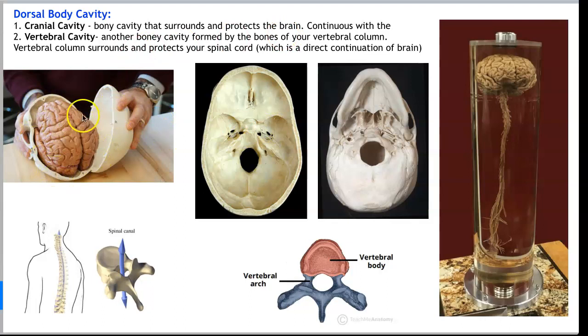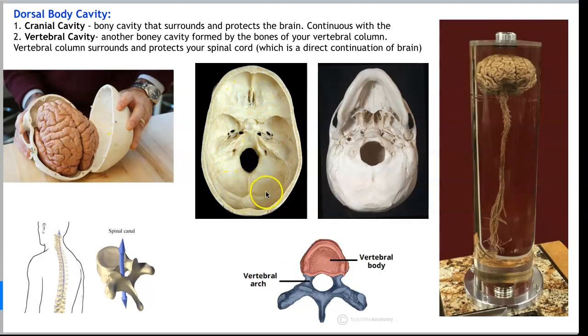Here's showing you the cranial cavity. It's taken the top off of the cranium. There is the brain. Now, what you need to understand is the brain is not like rubber. The brain is like jello, soft jello that's just set. It can be easily damaged, so we are putting it in this hard, bony cranial cavity to help protect it.